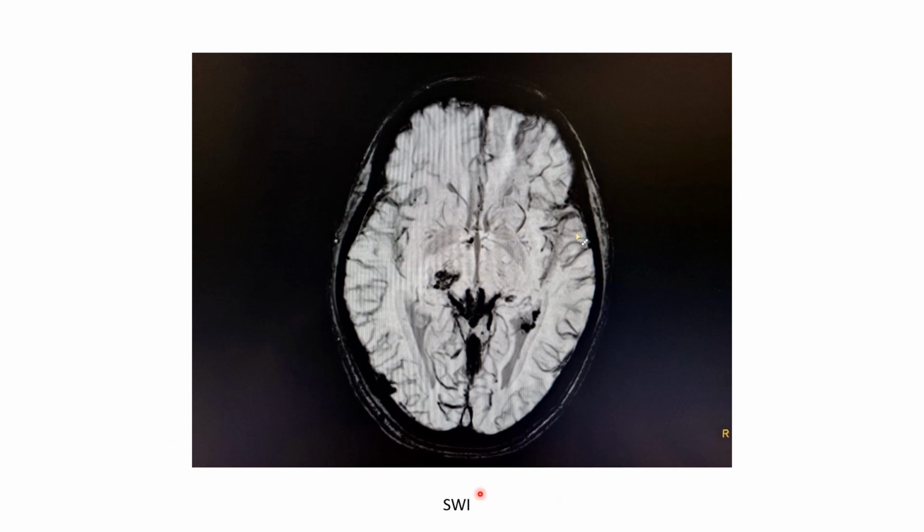This is a susceptibility weighted imaging. It shows blooming signals in the thalamus, more predominant on right side, and it shows blooming signals in the dural venous sinus, the straight sinus, which signifies there is a significant thrombosis.